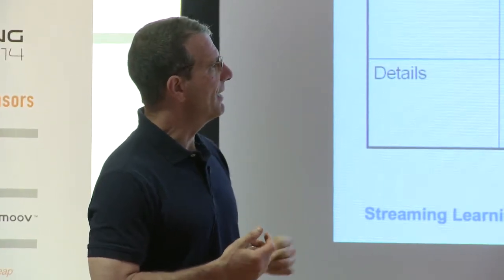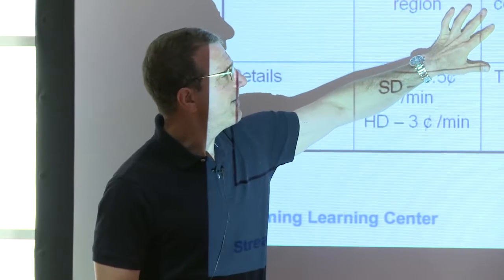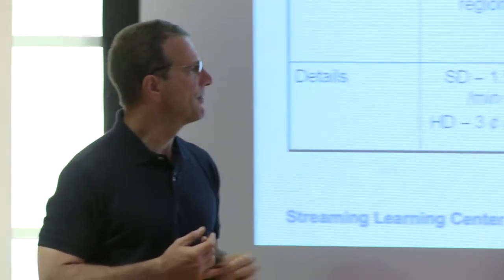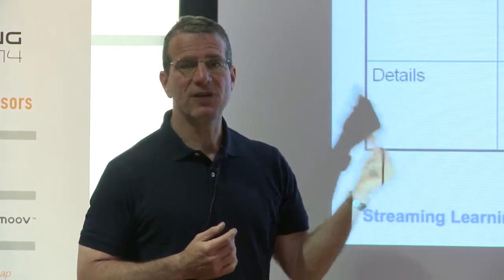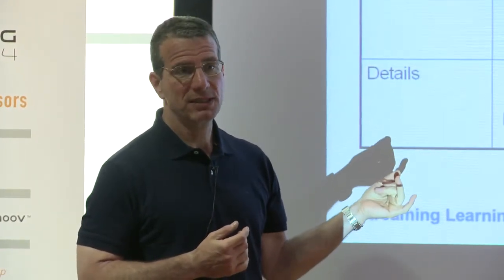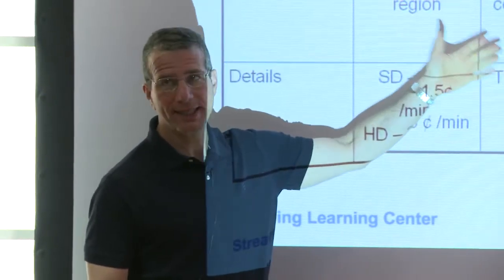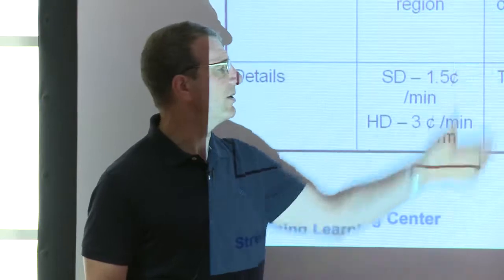Zencoder is price per minute. It varies based upon commitment, ranging from 1.5 cents a minute to 5 cents a minute, and that's for SD. HD is twice as much. So if you're in the lowest quantity tier, you're paying 10 cents a minute for HD encodes.